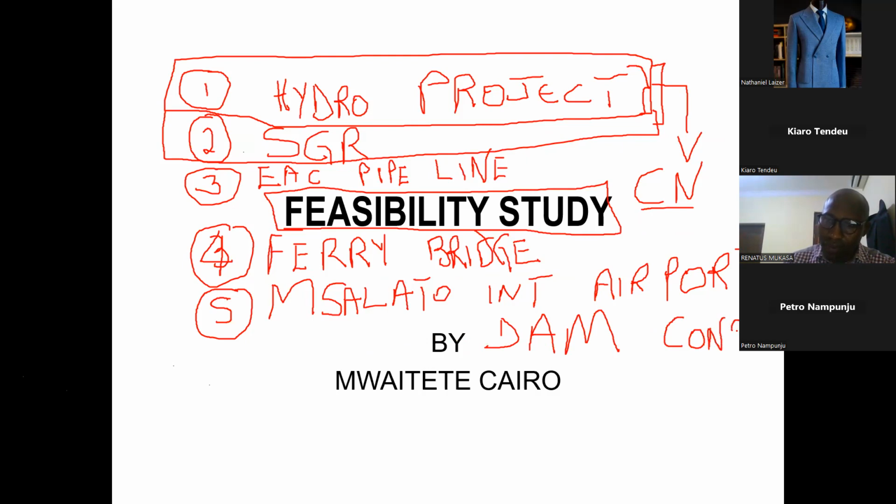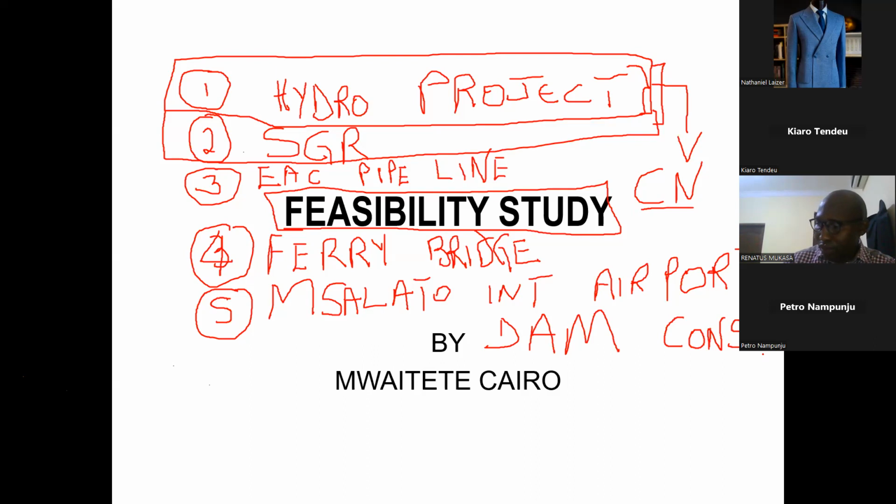Now, is the dam construction for profit making or non-profit making? That is question number one. You see what I mean? Is this profit making or non-profit making? Depending on the direction, if it is going to be a profit-making activity, you must take the route of feasibility.